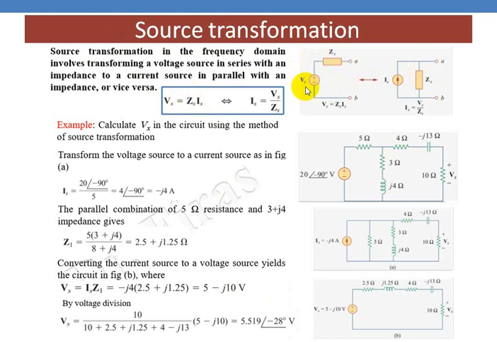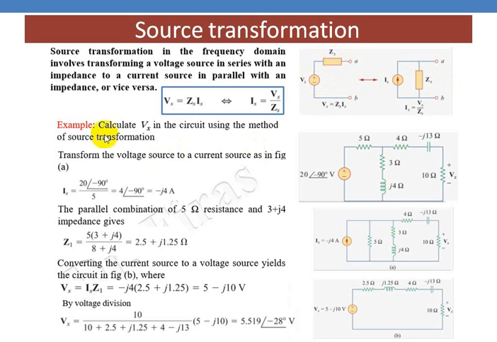Suppose you are going to convert this to this, then the current Is will be equal to Vs divided by Zs, and Zs you have to draw in parallel. So current source in parallel with impedance. This is how you convert a voltage source to a current source. Similarly, a current source in parallel with an impedance can be converted into a voltage source in series with an impedance. To get the voltage source, multiply Is with Zs, so you'll get this voltage, and Zs you draw in series.